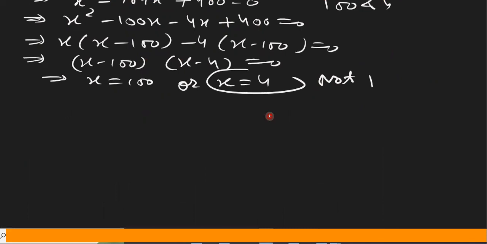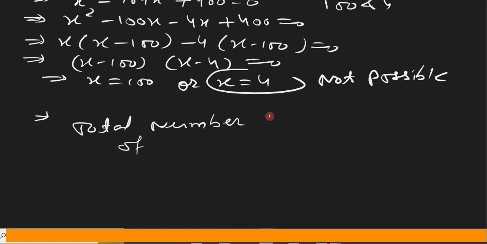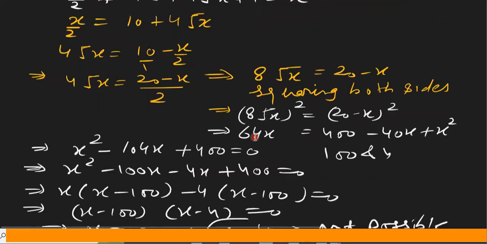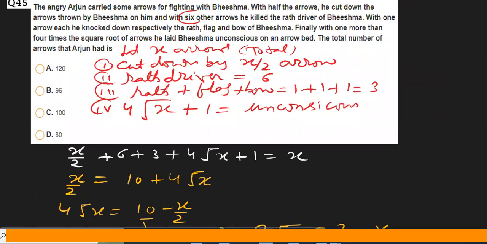You can also write in place of writing. So total number of arrows that is 100 and that is the answer of this question. देखते हैं इसमें 100 कोई ऑप्शन है क्या? Yes, C is the option here.